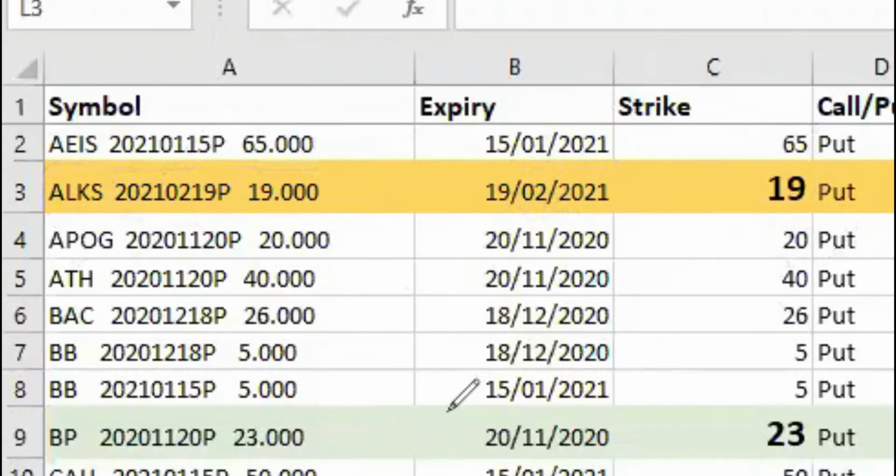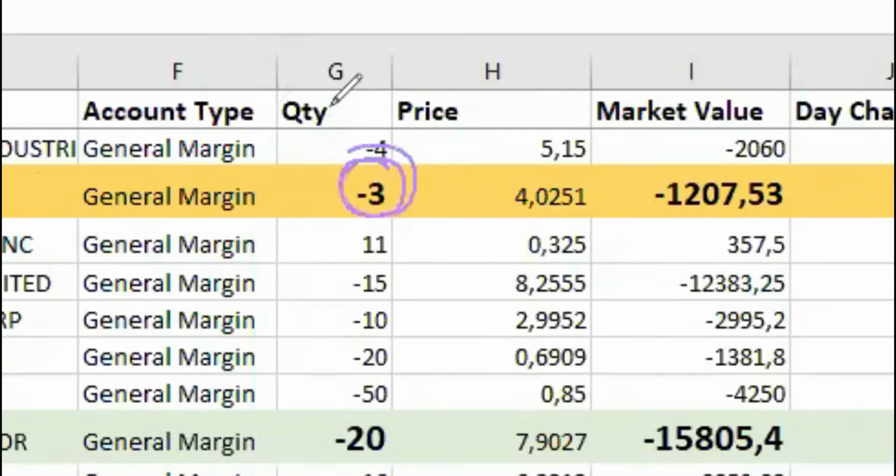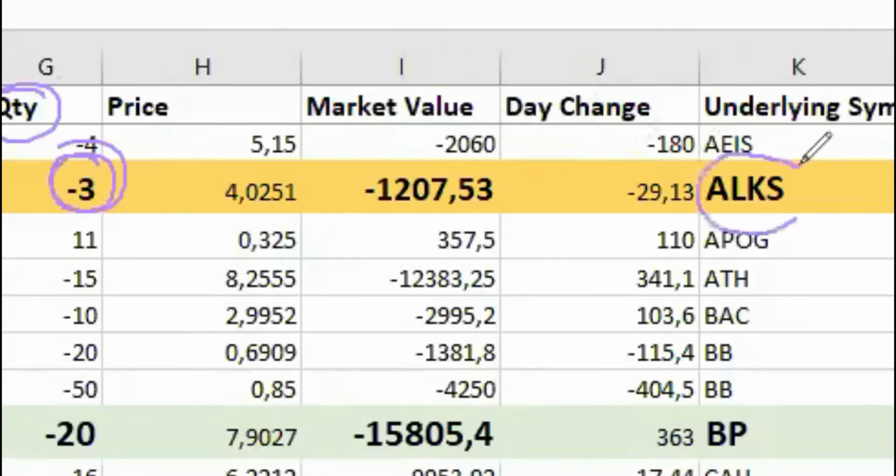What Alkys calls market value of the options, and we call option drag. To calculate the option drag of a couple of positions in particular, we are going to use two examples. The first one that I've chosen is this one, Alkys. We sold a 19 put, that's the strike, first thing that we need to do the calculation. We sold 3 contracts, 1, 2, 3. The ticker is Alkys, and the option drag of this position, Alkys is telling us, is minus 1,207.53.